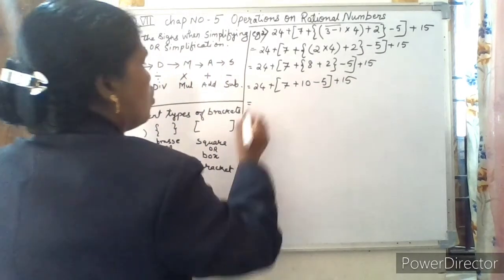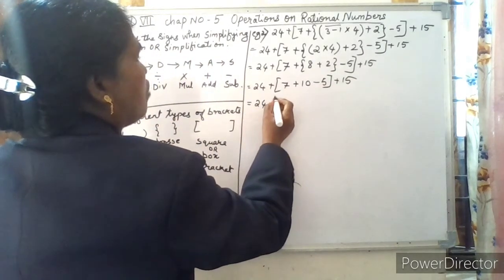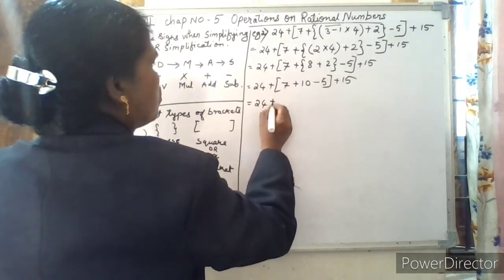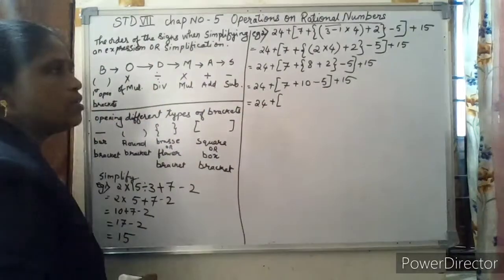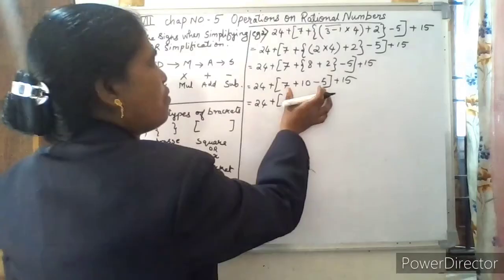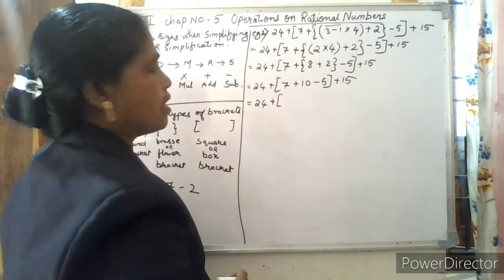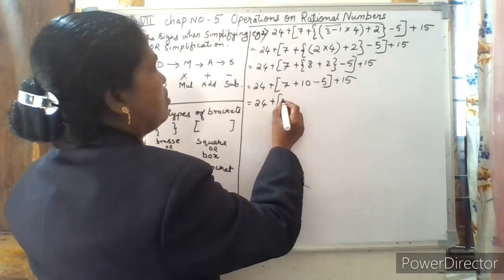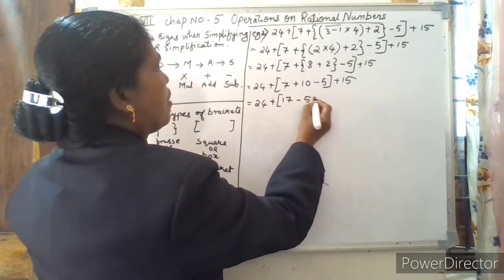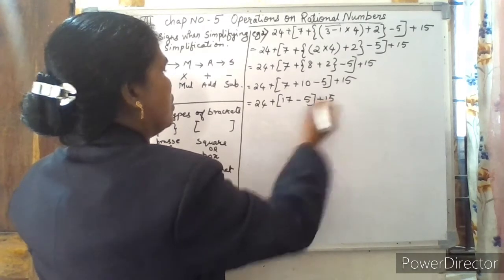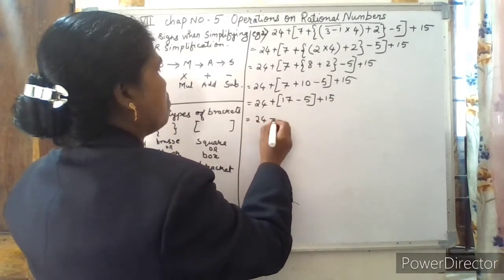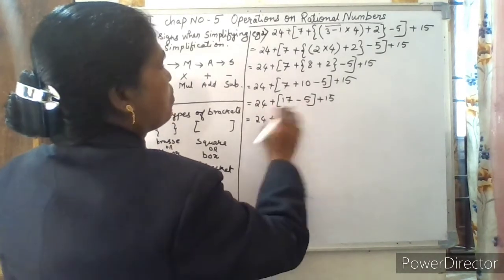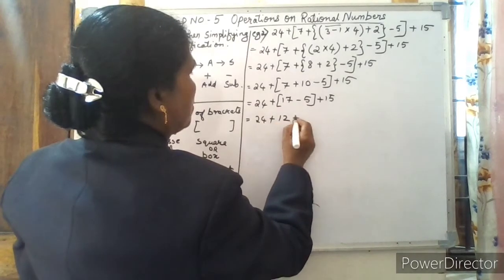Now open the box bracket. Here there are two steps, two operations. So one by one you do it, and then at last when you get only one solution for this, at that time you can take out the box bracket. So now see, 7 plus 10 is 17, minus 5. Close it and plus 15. In the next step here, 24 plus. Now 17 minus 5 is how much? 12. Now I can open this box bracket. It is 12 plus 15.